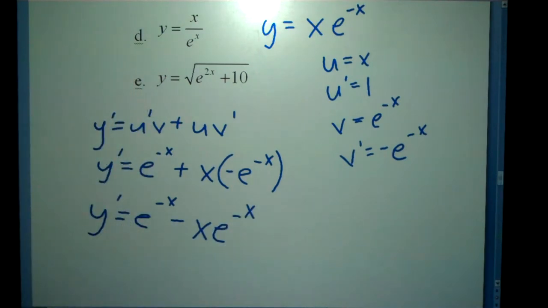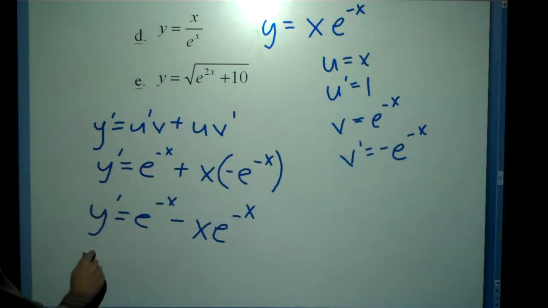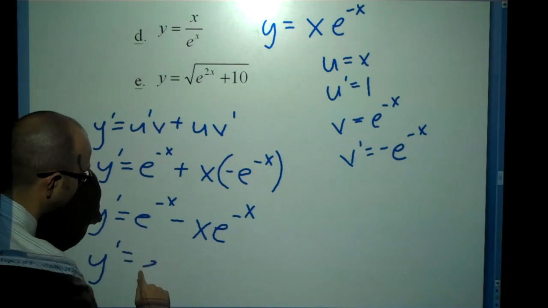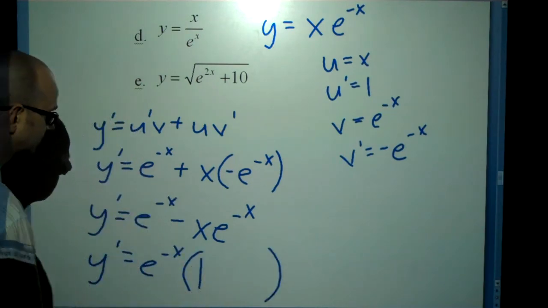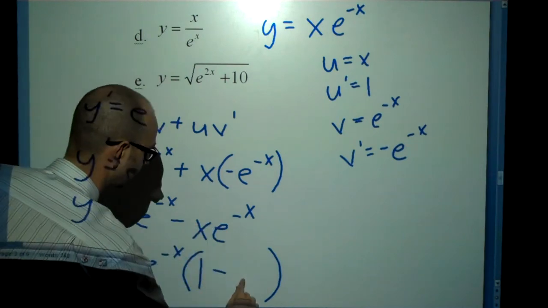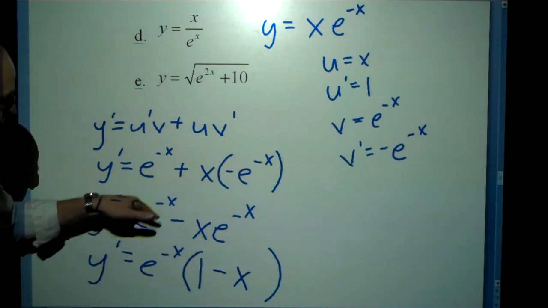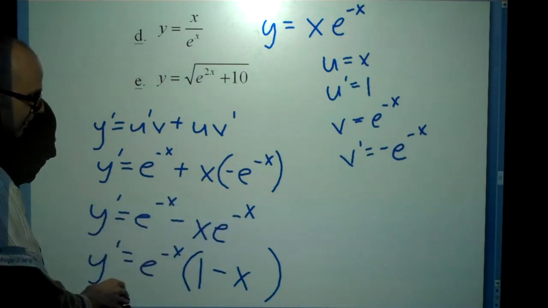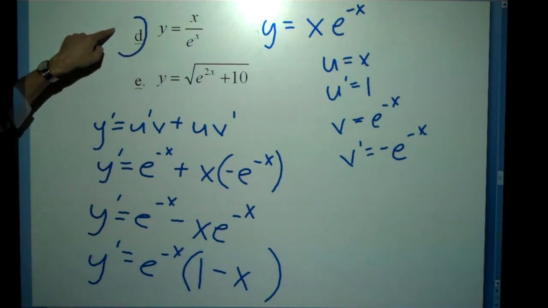I'm okay with that as a final answer, but I'm also looking at this and I notice they both have e to the negative x. We could factor that out. We'd have e to the negative x times, there was only one e to the negative x there, and then over here there was minus x times e to the negative x. So either one of these is nice. This is all simplified. This one's factored, which makes it arguably better. Alright, and that was for problem D.